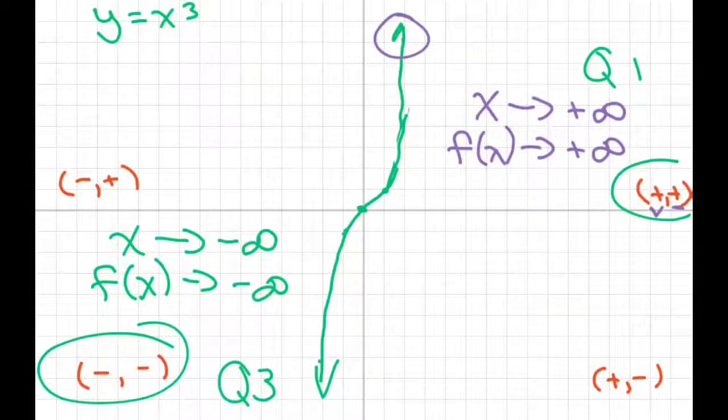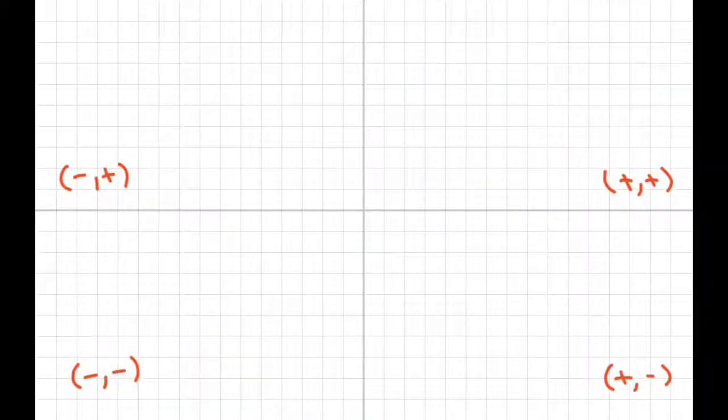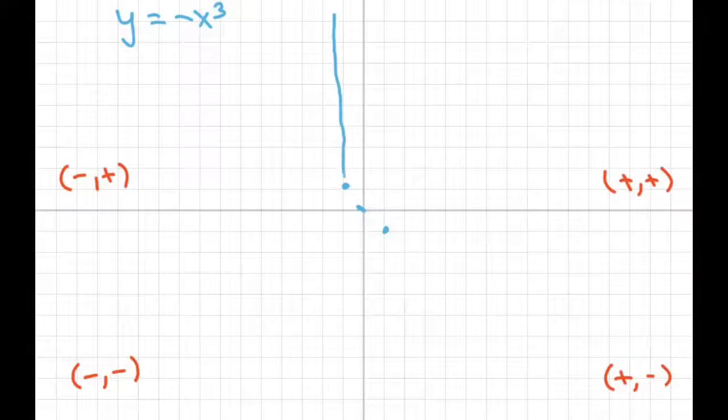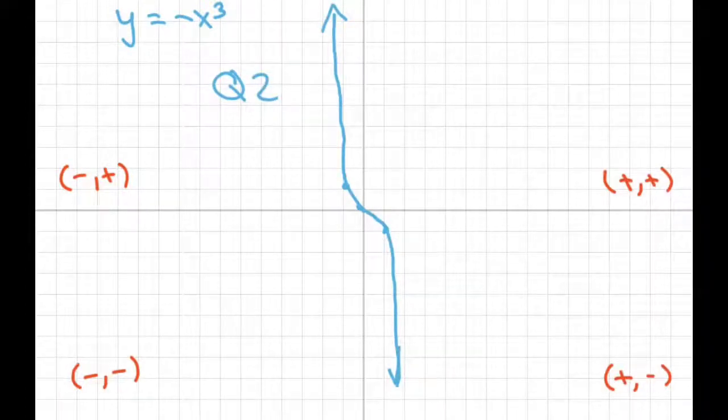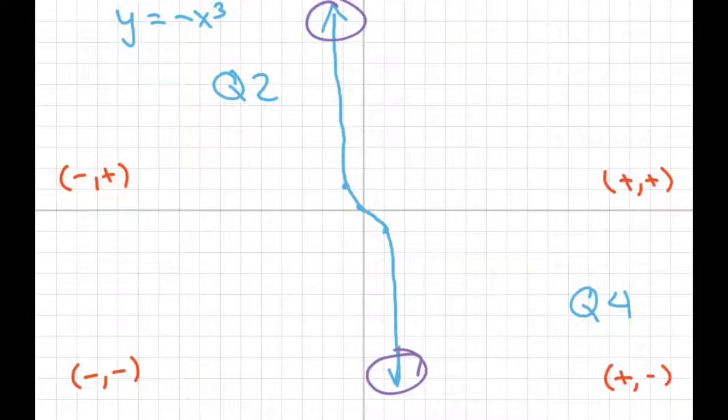All right, and let's do the negative. So if you do y equals negative x cubed, so let me graph this one better. That's just a reflection over the x and the y. It's an odd function. All right, so there it is. So where are we starting when we read left to right? We're starting in quadrant 2, and we're ending in quadrant 4. So this is where we start, and this is where we end.